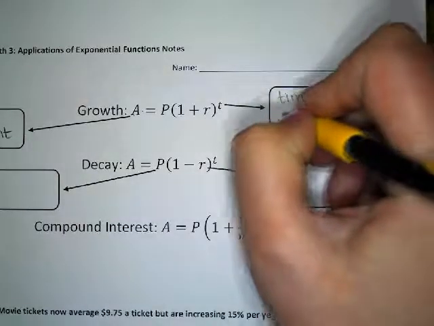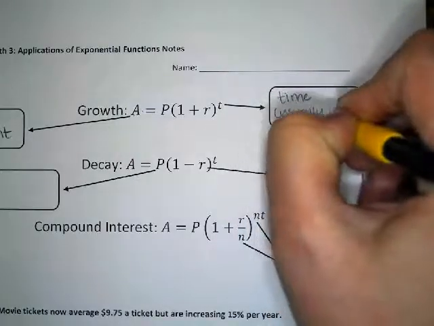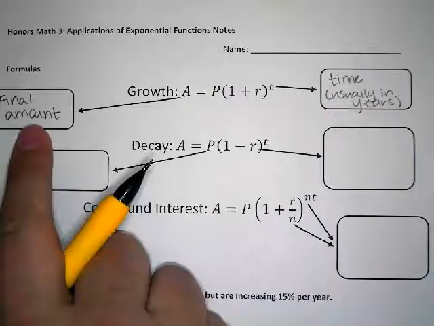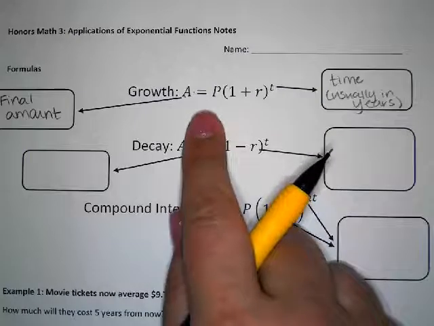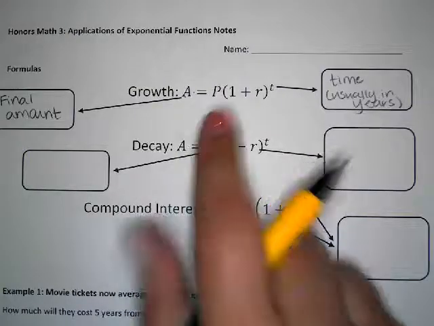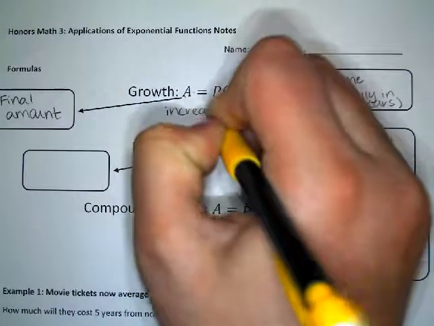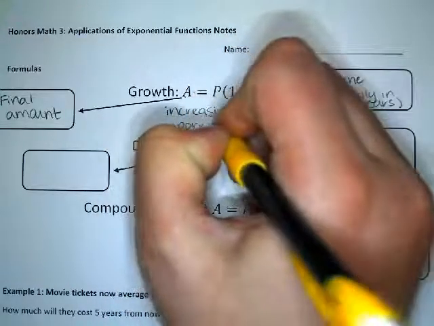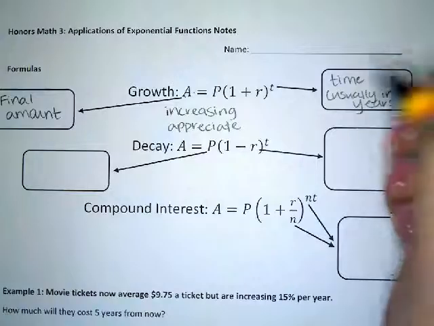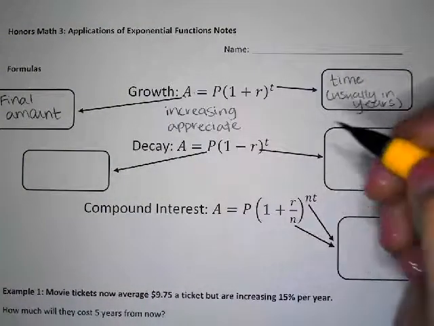And it is usually in years. So we have the final amount, and we have the time, which is usually in years. In exponential growth problems, the type of wording that we're going to expect to see is something about an increase. So you're going to see maybe the word increasing, or you might see that something is appreciating in value, which means that something is going up in value. So appreciating in value is moving in the positive direction.